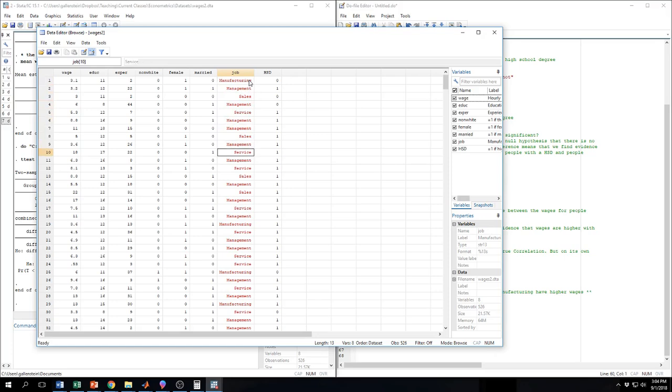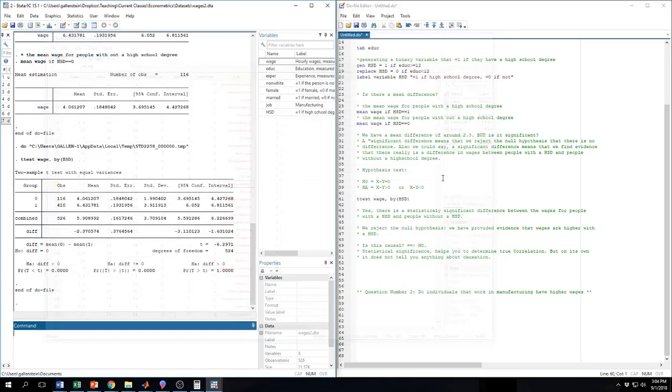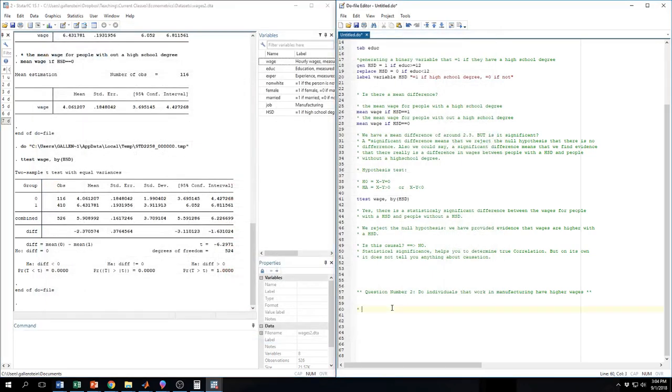Okay. Well, gosh, how do we figure out whether or not wages are higher for people that are in manufacturing than people that are not? Well, what we first want to do is we're going to generate a binary variable that indicates if a person works in manufacturing.